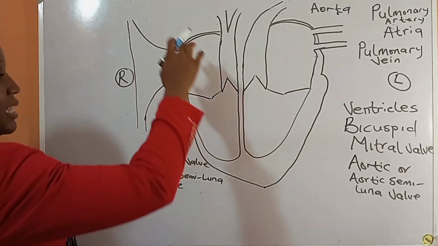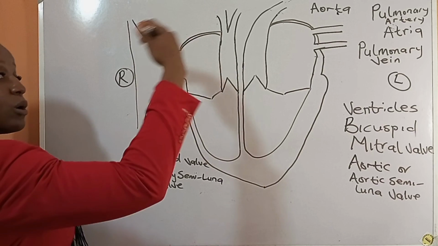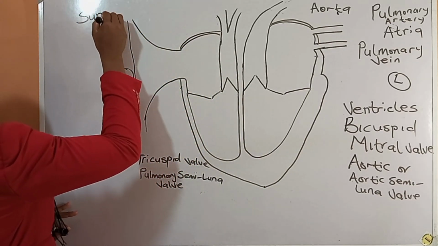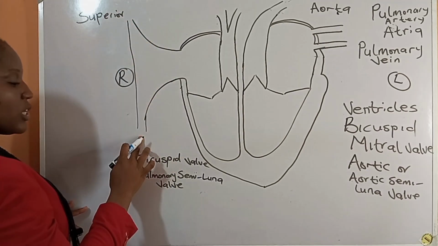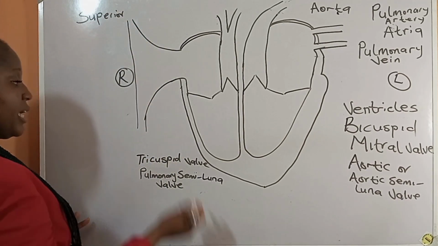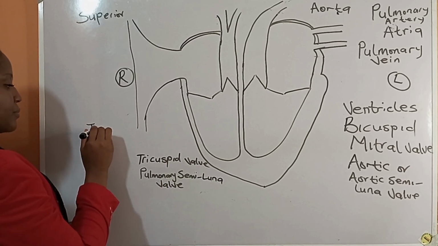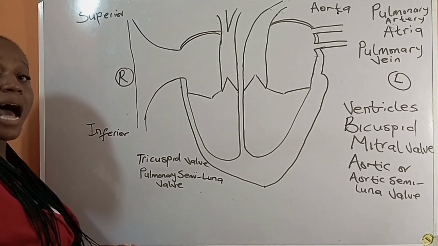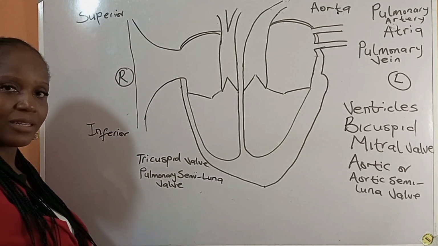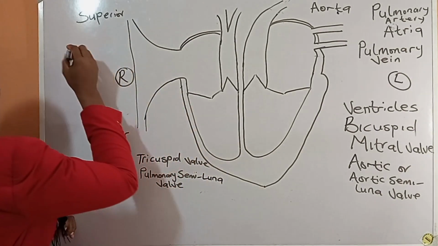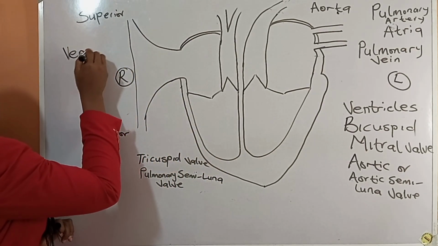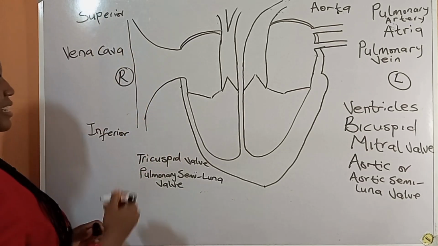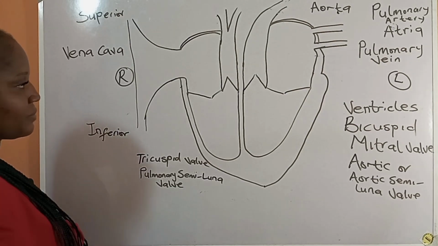The veins are divided into two. The one at the top drains blood from the upper part of the body and is known as the superior, because it is at the top, and this one drains blood from the lower part of the body and is known as the inferior. But both of them are referred to as the vena cava. That is the name of the vein, the vena cava. So we have the superior vena cava and the inferior vena cava.